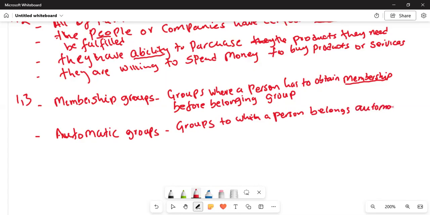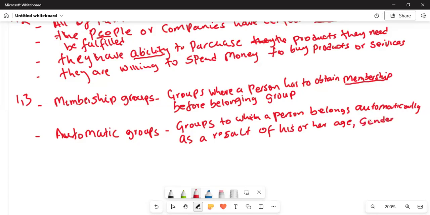Belongs automatically as a result of his or her age, gender, as well as work relation. So that one you don't have a choice. As long as you are in the age group of teenagers, you belong to that group automatically. Gender, you cannot have a choice. If you are a female, then it means you are in that group. You have no choice. So that is automatic groups.